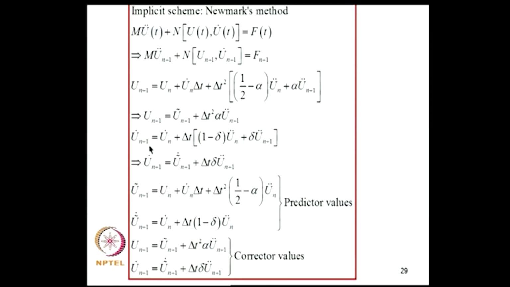Similarly, the velocity u dot of n plus 1 is given by this, where delta is the algorithmic parameter. Again here I will collect all the terms involving velocities and accelerations at Tn and call this u tilde dot n plus 1, and the other term which makes the algorithm implicit I will collect here. So, u tilde n plus 1 is this and u tilde dot n plus 1 is given by this. We call these values predictor values.